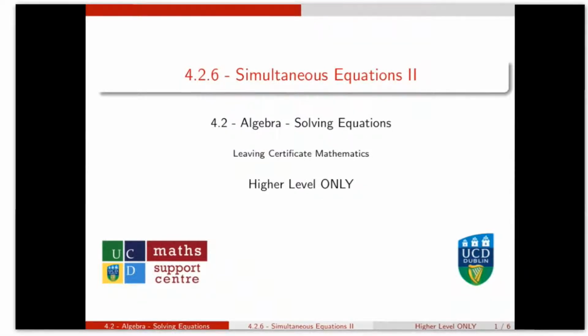4.2.6 Simultaneous Equations Part 2 for Leaving Cert Maths, Higher Level Only.